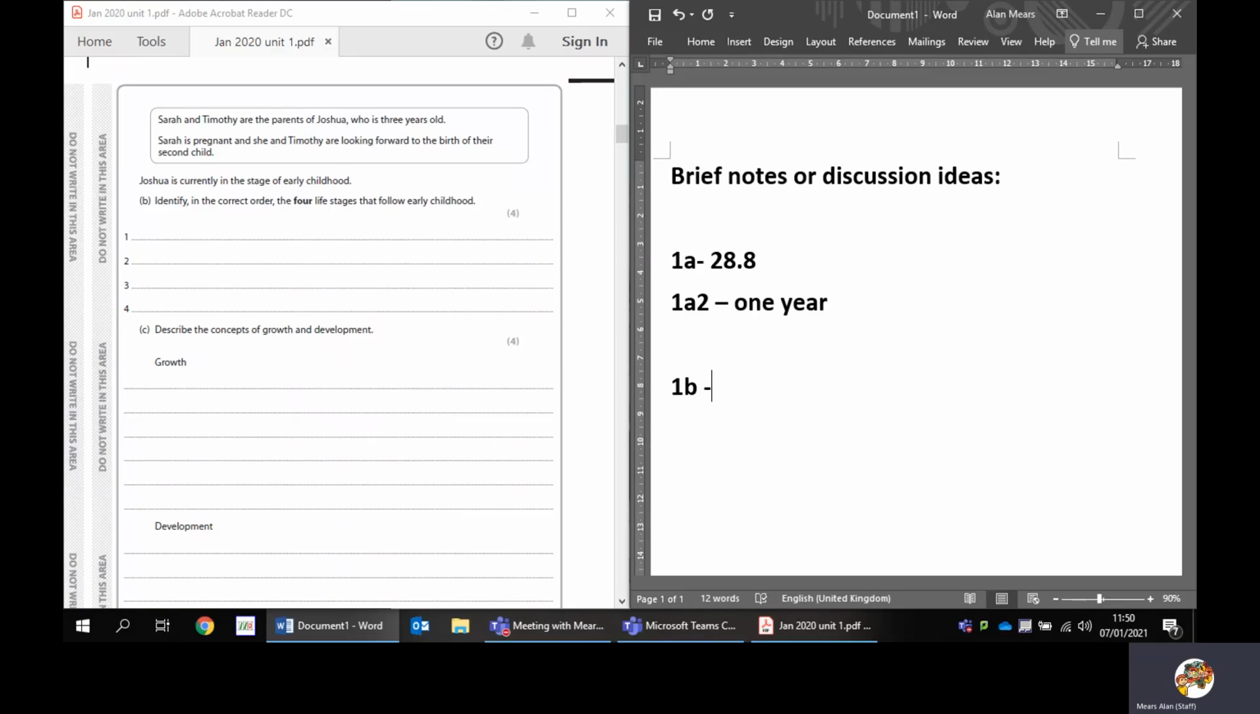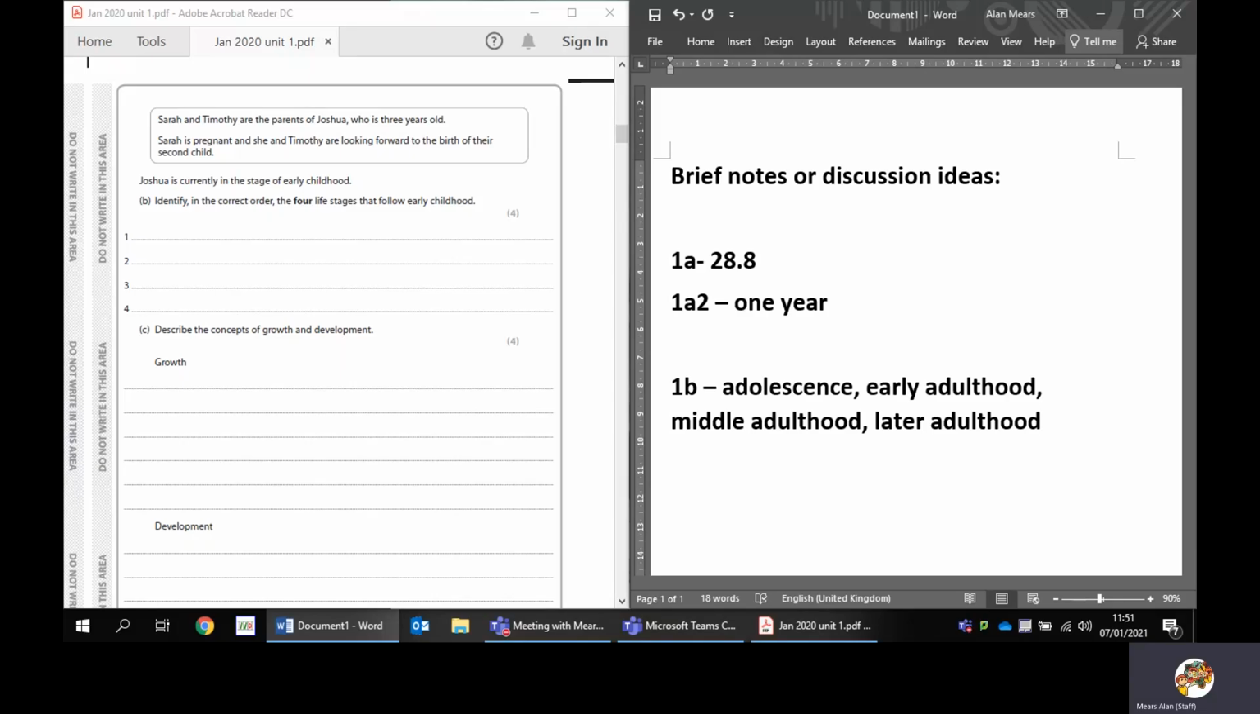Identify in the correct order the 4 life stages that will follow from early childhood. So the next stage would be adolescence. That's the next stage after childhood. After adolescence, you hit early adulthood. After early adulthood, you have middle adulthood, and then later adulthood. Now, we just have to identify the correct order, so that's our order there.